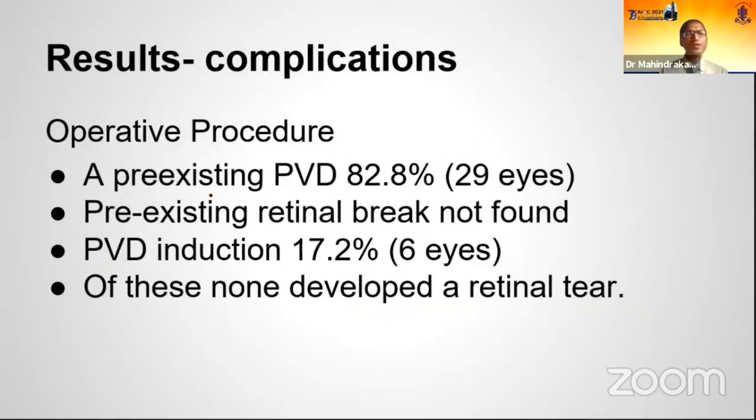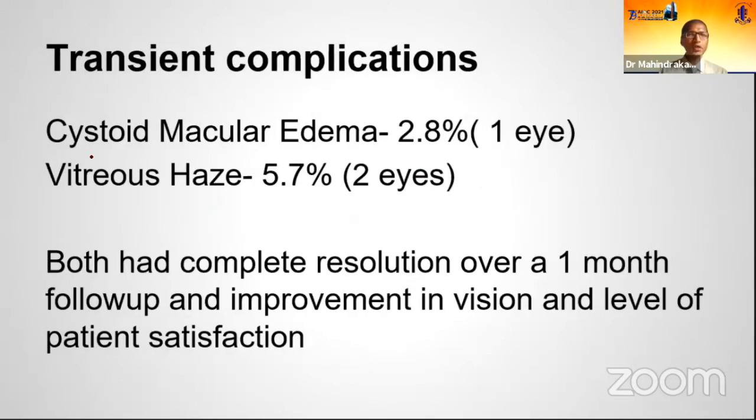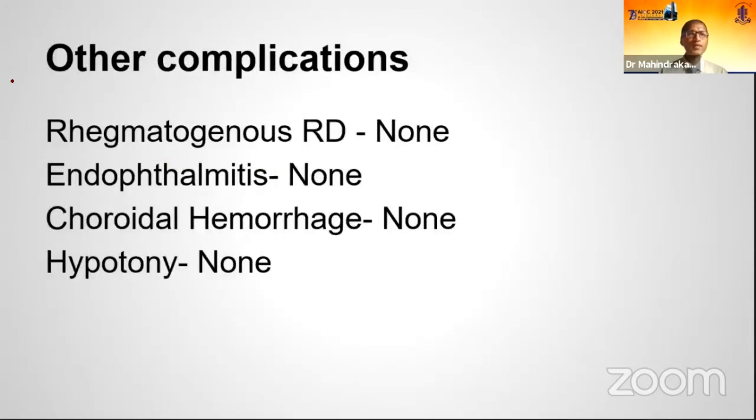So the operative procedure was a core vitrectomy, and if there is a pre-existing PVD, nothing more, but if there is no PVD, then PVD induction was done. Fortunately, none developed a retinal tear. There was an iatrogenic retinal break in a non-PVD patient and it was treated with laser barrage. There were cases of cystoid macular edema postoperatively and vitreous haze was seen for the initial few days. But all these patients had improvement within 1 month. There were no serious complications post-vitrectomy.